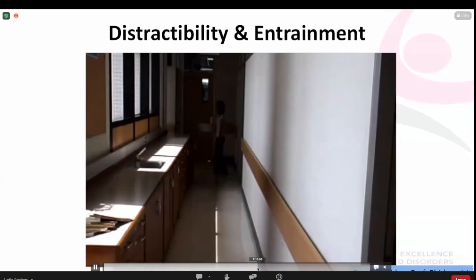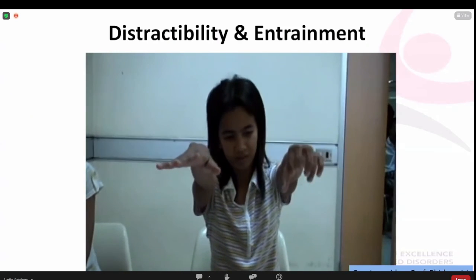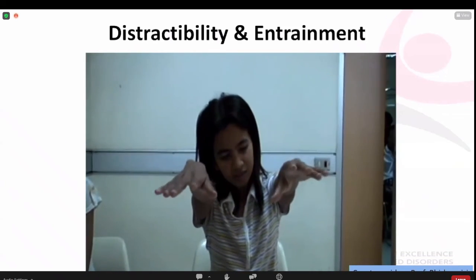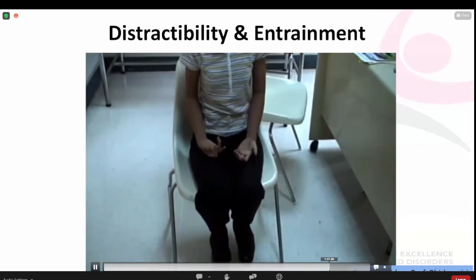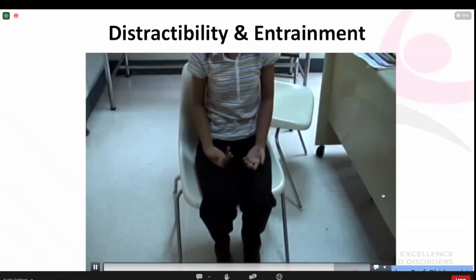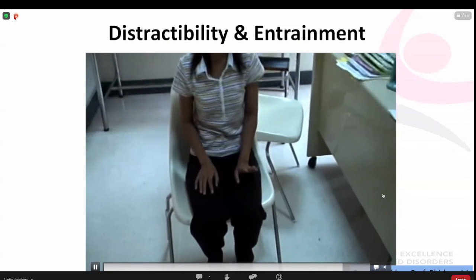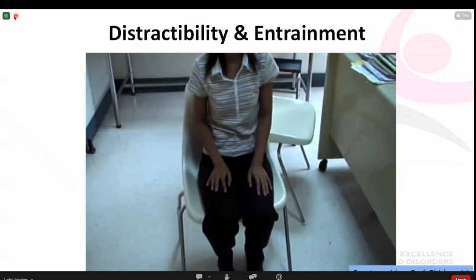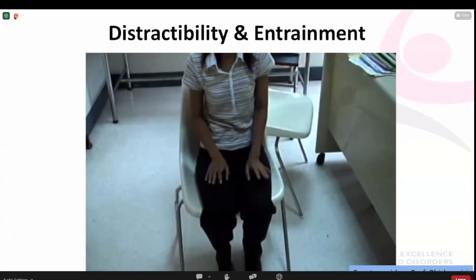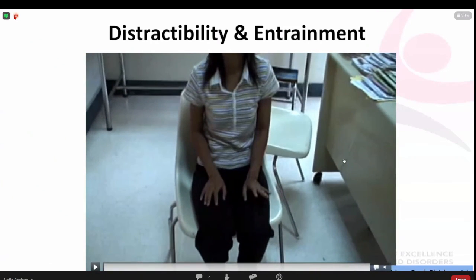And this is the distractibility. We asked her to perform hand opening and closing, and the tremor disappears. And this is the entrainment. We asked her to perform a rhythmic movement, and the frequency of the functional side will follow the same tremor as the voluntary side. Like this is essential tremor, as entrainment, sorry.